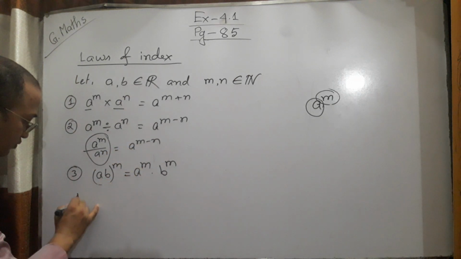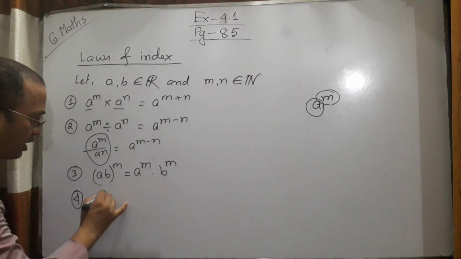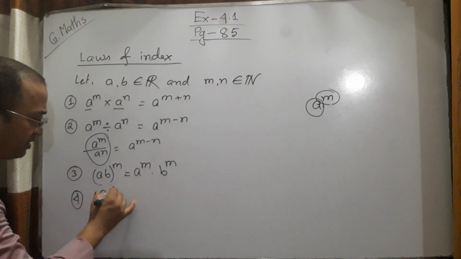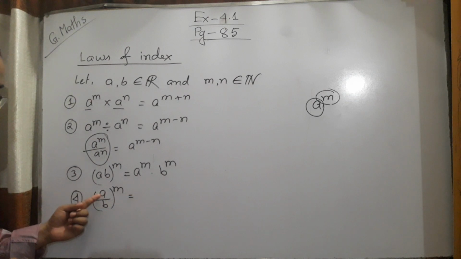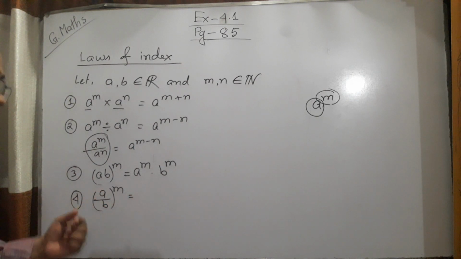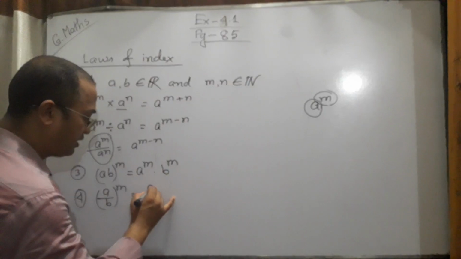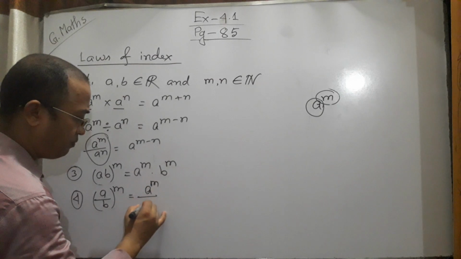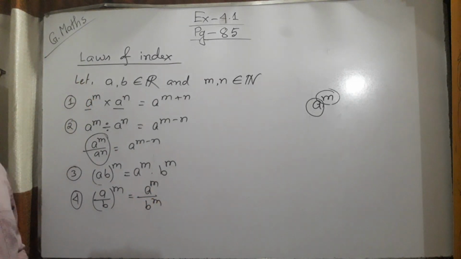Similarly, when two numbers are given as a division, this is a fraction, a divided by b, here also we can distribute the power, that is a to the power m by b to the power m.